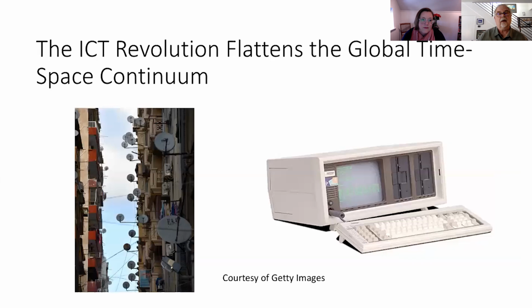So the ICT revolution flattens the globe, right? All these new technologies revolving around information and communication are hugely important in terms of the synchronous spontaneity of communication across the world, across nations, across regions. And here we have an image, I believe this is Alexandria in India, or excuse me, Egypt, where everybody's got their satellite TVs, no doubt watching Mo Salah for Liverpool. That's a soccer reference.